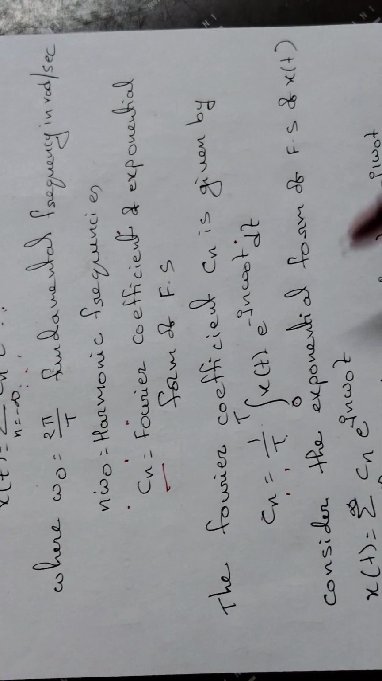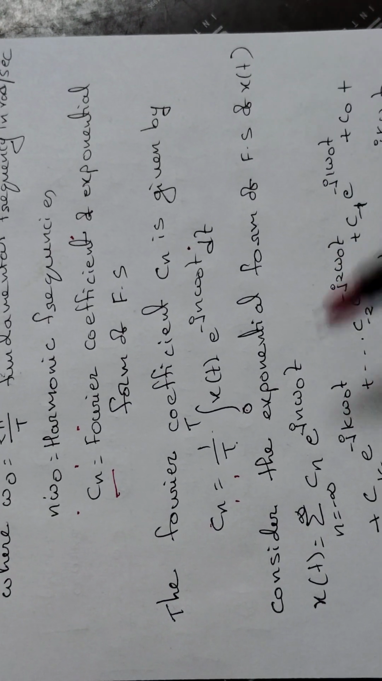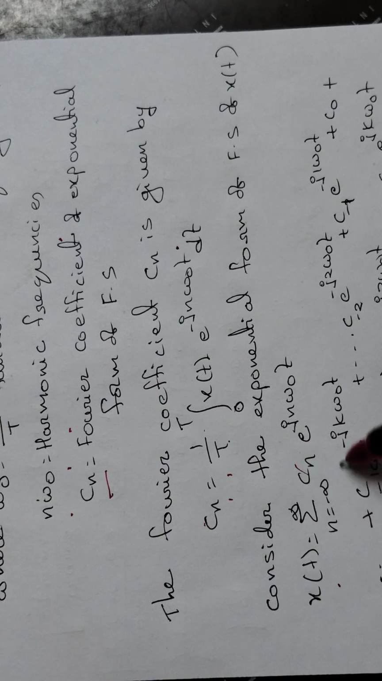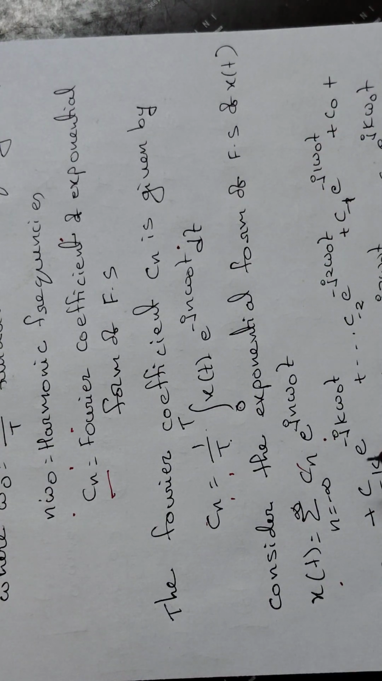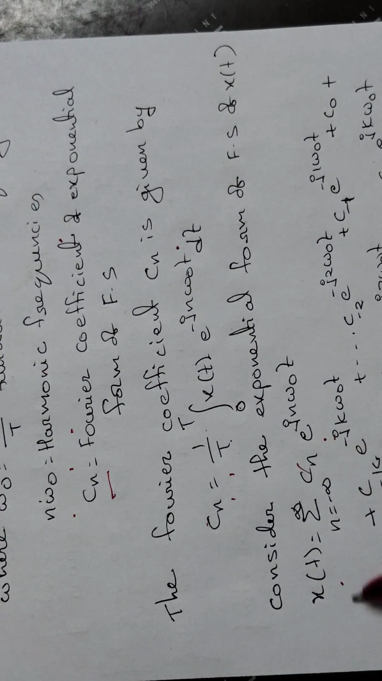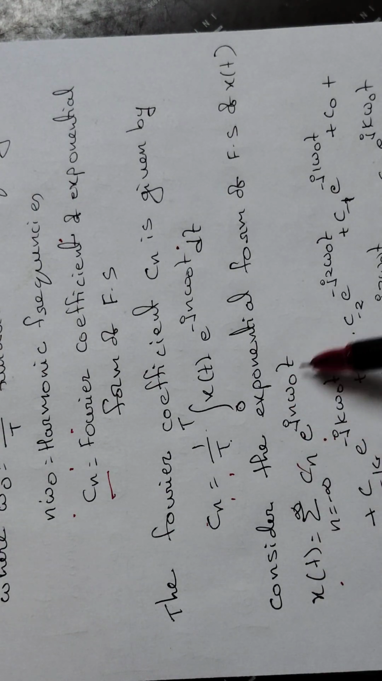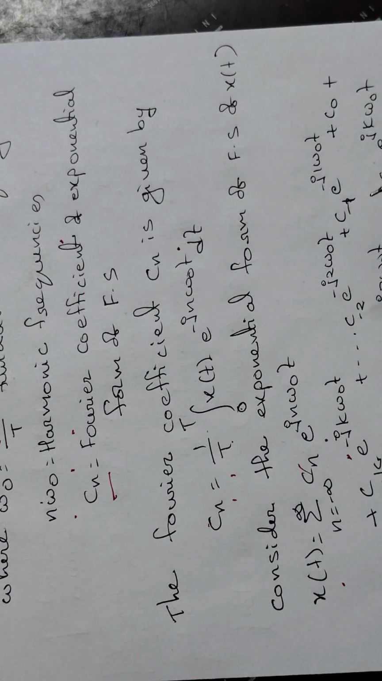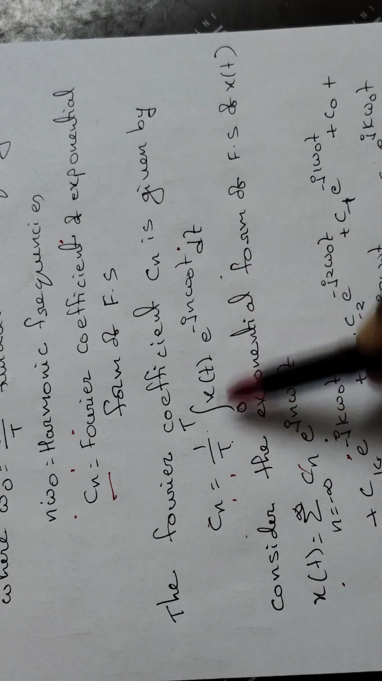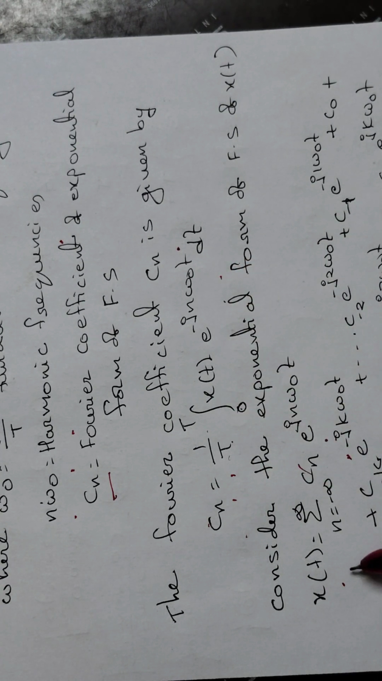Now consider the exponential form of Fourier series, x(t) = summation n equals minus infinity to infinity of c_n e^(j n ω0 t). From this exponential form of Fourier series, we have to find out the component value. How to find this? First, expand the series.